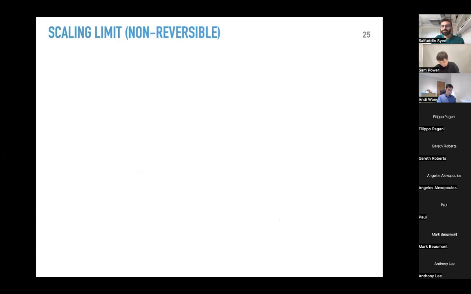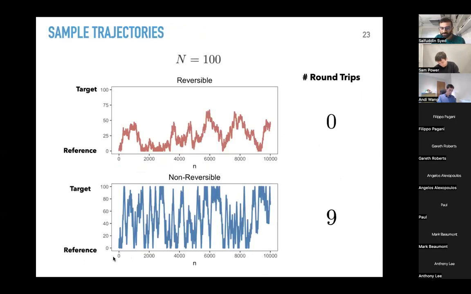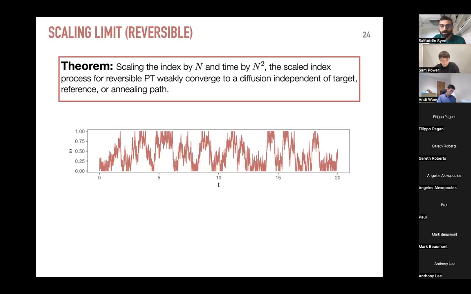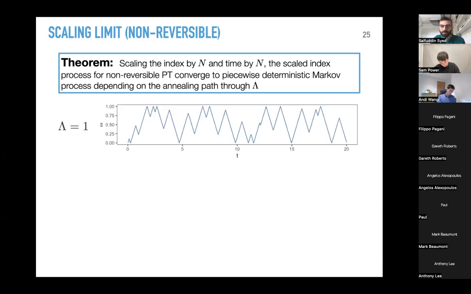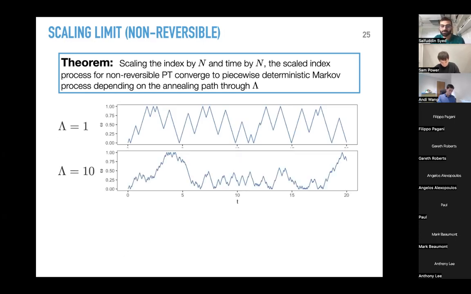In contrast, if you look at the same plot, instead of speeding up time by a factor of n squared, you speed it up by a factor of n, and again scale the x-axis to be between 0 and 1, non-reversible PT actually scales to a piecewise deterministic Markov process that depends on the annealing path through this communication barrier that I was telling you about. So you can start to see what these trajectories look like. As lambda gets large, you end up getting more squiggly lines. I can tell you the generator and all the fancy technical stuff, but the process itself is very simple. You go in a straight line at unit speed and you reverse direction with rate lambda.